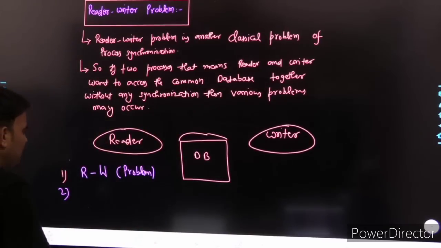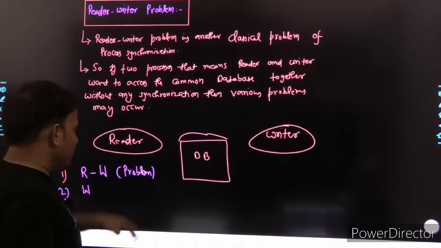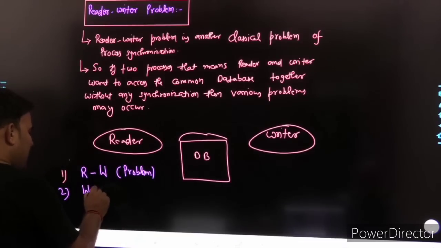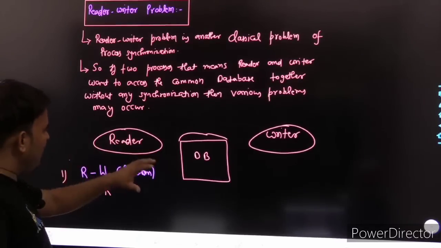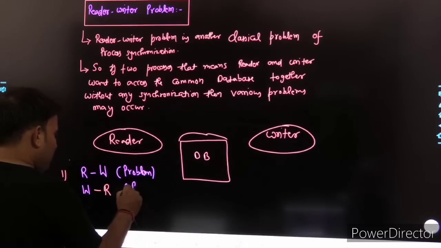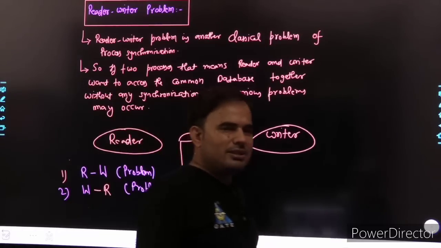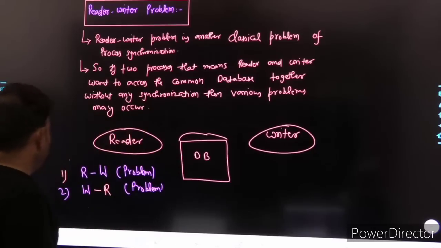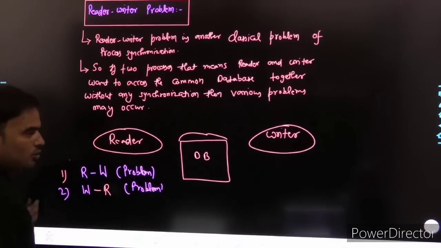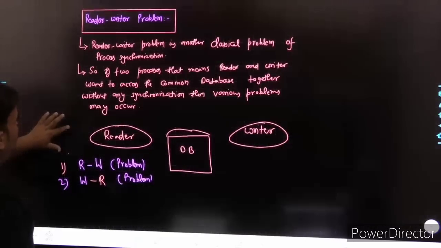Second problem is what, my dear friends? Suppose the writer is writing, changing the database, and at the same time a reader arrives to read the database. Is it possible? No, this is also a problem. Due to these problems, there may be inconsistency and loss of data. So we need to use synchronization, and we will provide the synchronization between reader and writer with the help of binary semaphore. So these are two problems.